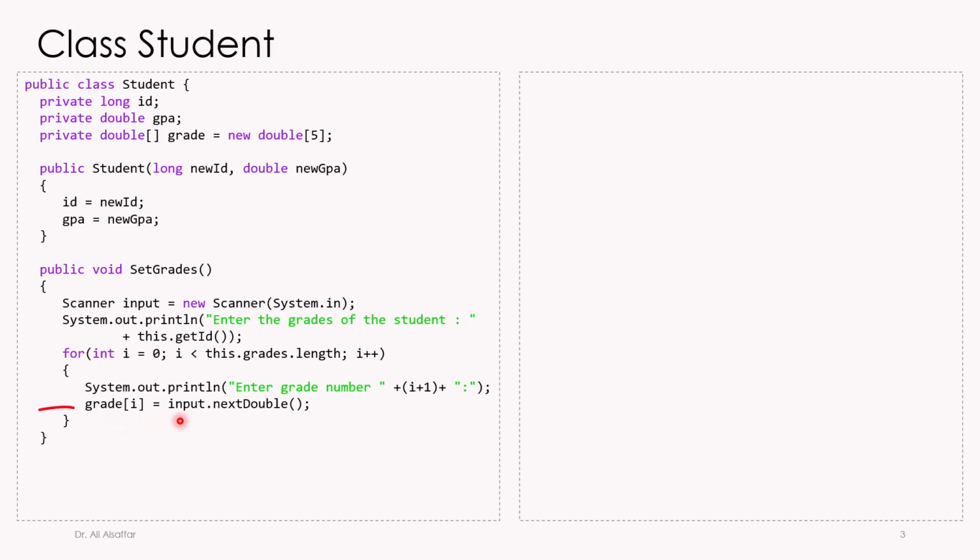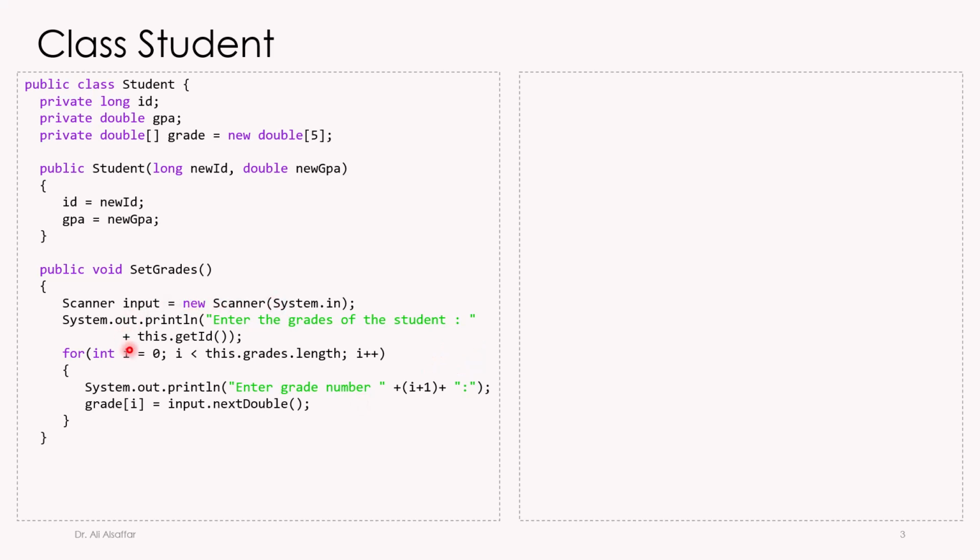Notice here we are reading the data from the user and saving the data directly into grade. So there is no need to save it into a variable, and then from that variable copy it into the array. Another thing, we know that for arrays indices start from 0. So therefore when we print a message asking the user to enter, let's say grade 1, grade 2, and so on, we need to start from 1. So this is why we are printing i plus 1 as the grade number.